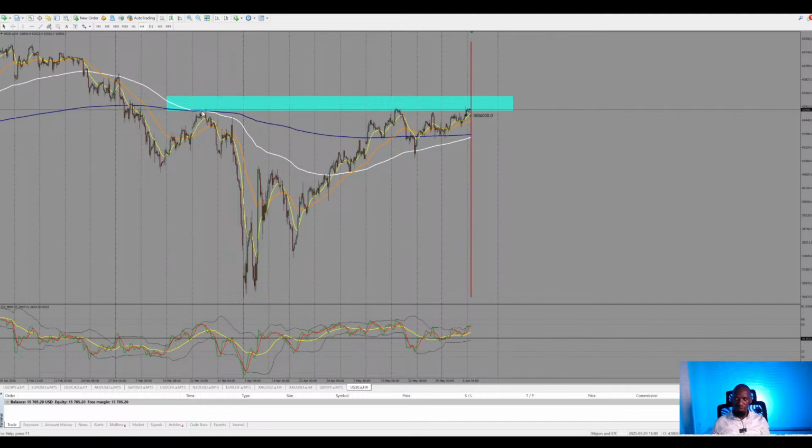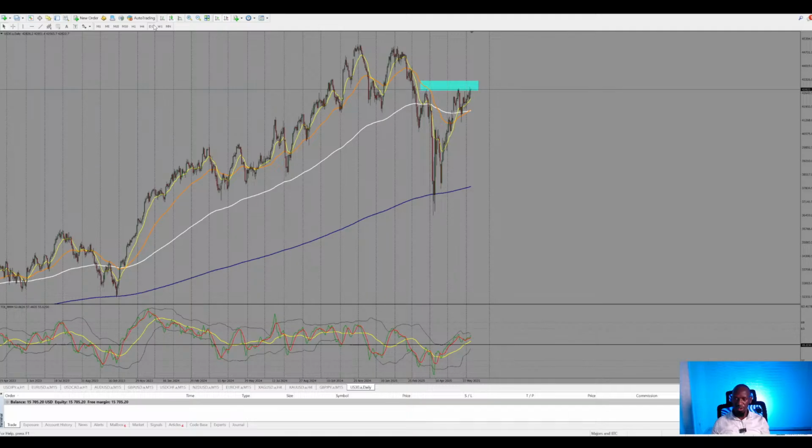This seems to be a very strong area of supply, because we see that after this happened, we had this drop, and then price came and retested the zone, and then we had this mammoth drop. Okay, let's try and see what other point of interest we are looking at.